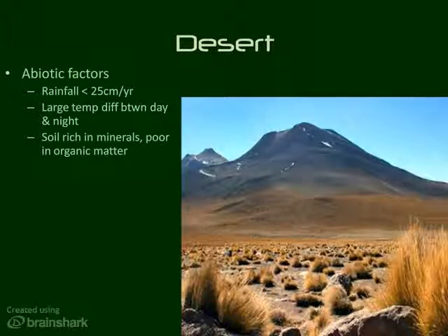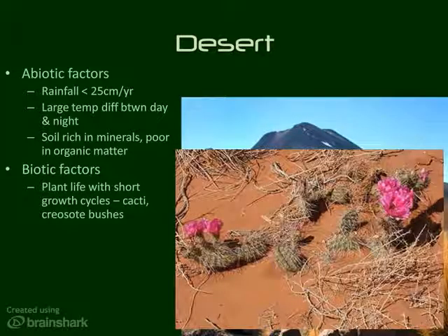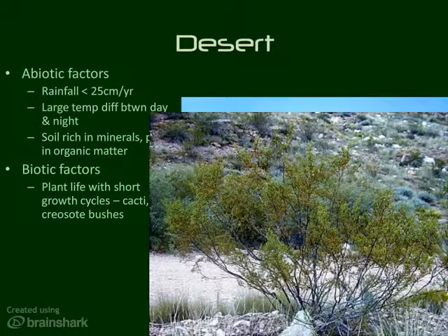And desert soils are also very rich in mineral content, but they have very little organic matter. Without moisture, decomposers that would live in the soil cannot exist, so there's very little decomposition. Biotic factors living in the desert include plants with a short growth cycle, like cacti or another one called creosote bushes that you see here.